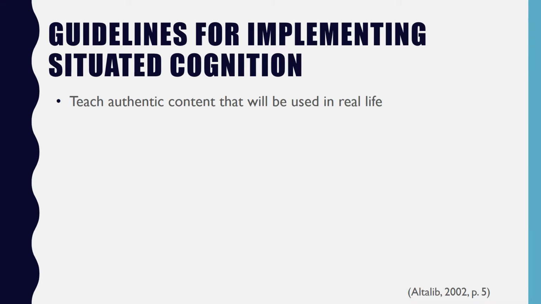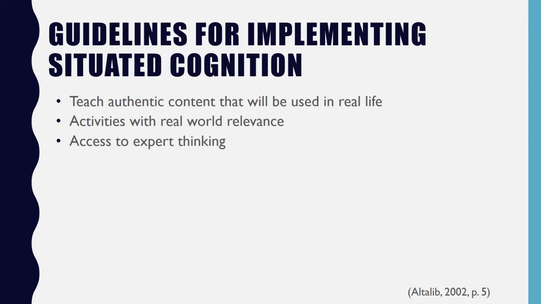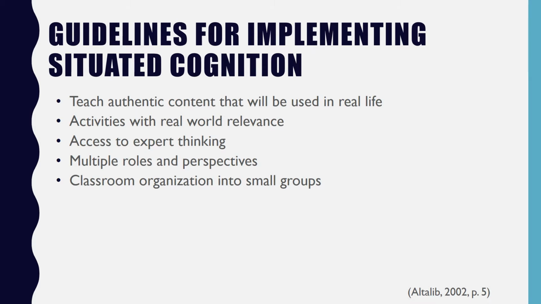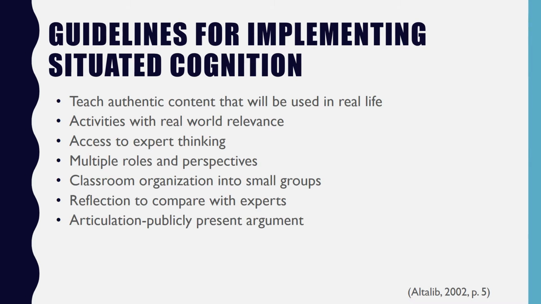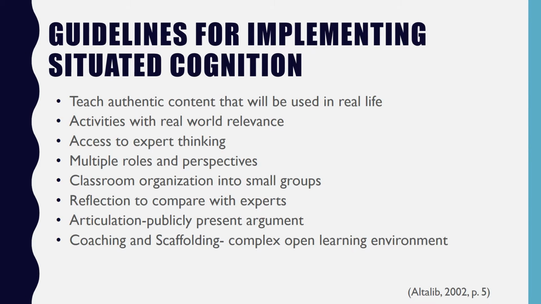apprenticeship. Students should be taught authentic content that will be used in real life. Activities should be chosen with real-world relevance. Students should have access to expert thinking. There should be multiple roles and perspectives presented. The classroom should be organized into small groups. Students need to reflect and compare with experts. Students should publicly present arguments.